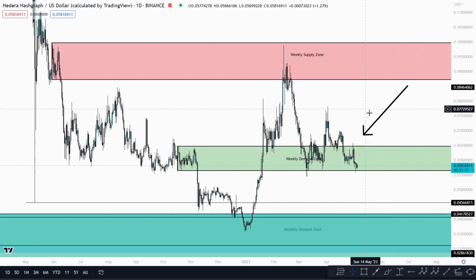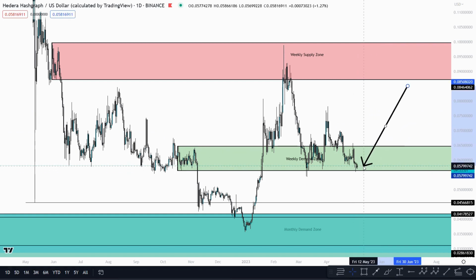Today we're going to be taking a closer look at Hedera Hashgraph, HBAR, and point out a couple of different scenarios that could potentially happen for HBAR. Overall, I'm a macro bull for HBAR. It's a solid project with solid fundamentals in my opinion, but with recent price action, it's only natural for people to question what is going on.